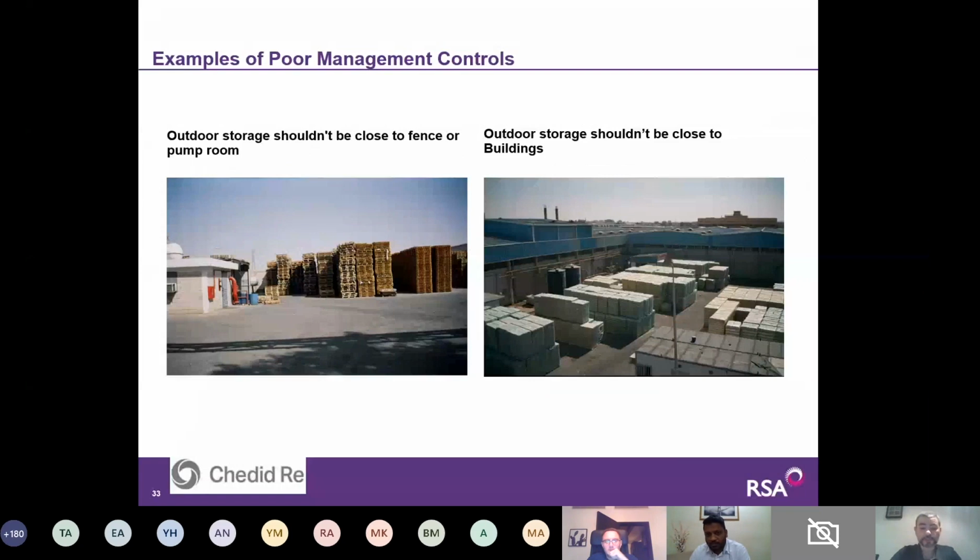This is what we were discussing like 5 minutes, 10 minutes ago. Outdoor storage. Is it the left one? I'm storing wooden pallets very close to the fence. Is it okay? It's very close to the pump room. In case of fire, it will not even allow me to check the fire pump room. The next one is storing things very close to the production area. They are ready to be loaded, but still, it's not safe.